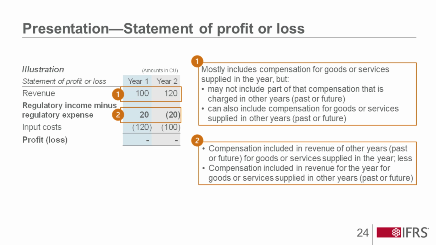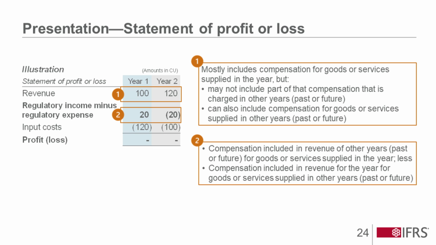Now, this slide illustrates the presentation in the statement of profit or loss. In a way, it's a repetition of some of the content on one of the earlier slides. So the only point I would add here is that the exposure draft proposes a requirement to disclose a breakdown of the regulatory income minus regulatory expense line item, which we'll discuss shortly.